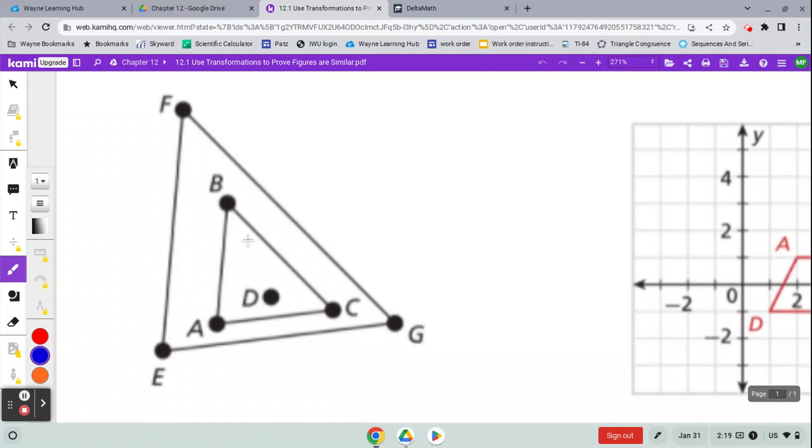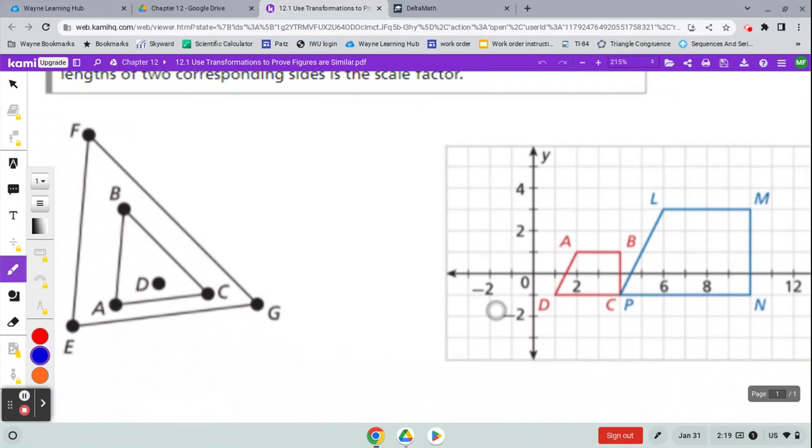And if we can show that two angles are the same, then the third angle will have to also be the same, because all triangles add up to 180 degrees, okay? Once you can show two angles are congruent, then you can show our triangles are similar, as they will be proportional.